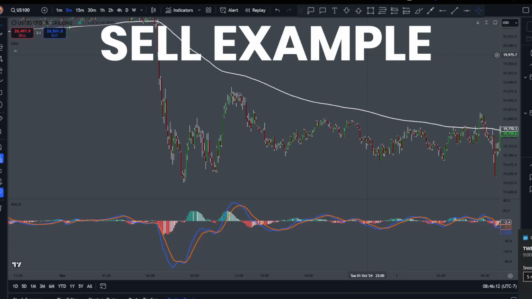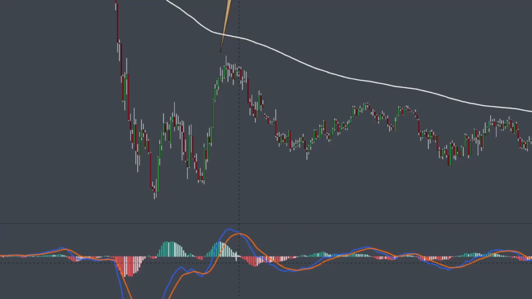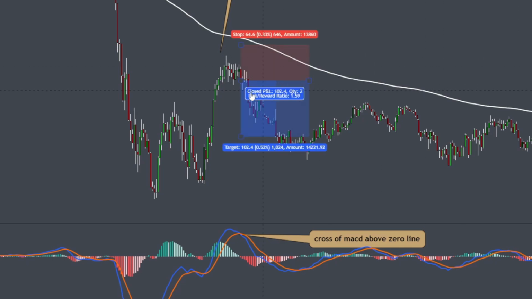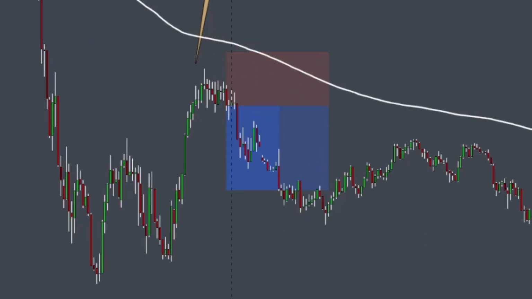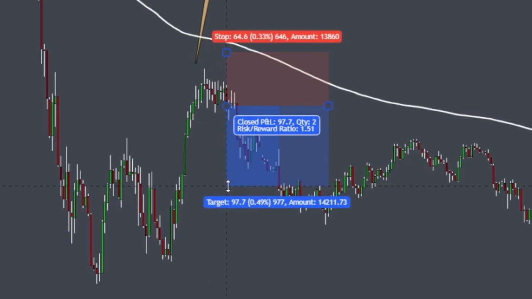Here is a sell. First we notice that price is below the 200 EMA, so we are clear to look for sells. Now let's take a look at the MACD, and we have a cross above the zero line. We're clear to look to enter on a sell. So we take the close of the candle that produced this sell signal. We put our stop loss above the swing point. He puts it above the 200 EMA, but I'd rather put it above the swing point. Shoot for 1.5. And there you go.